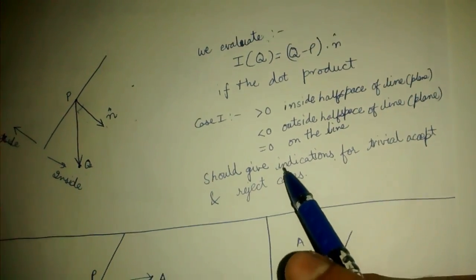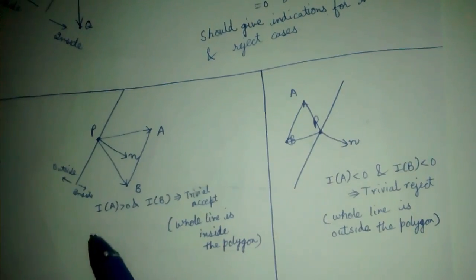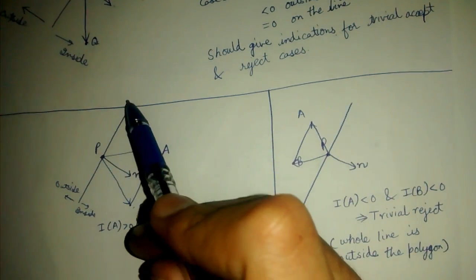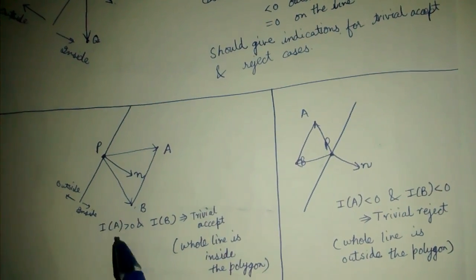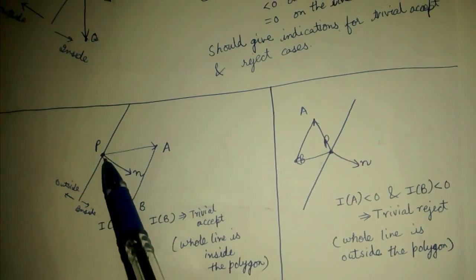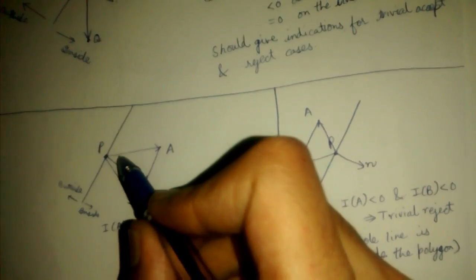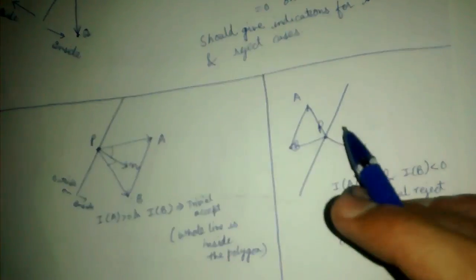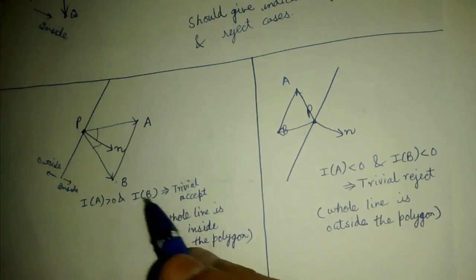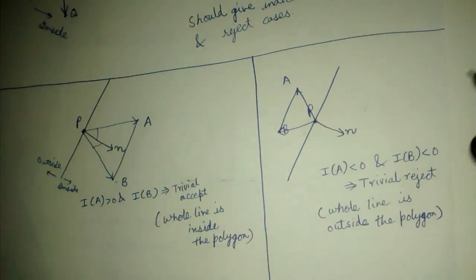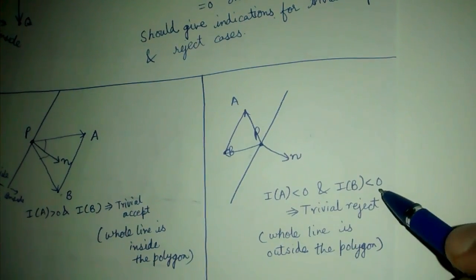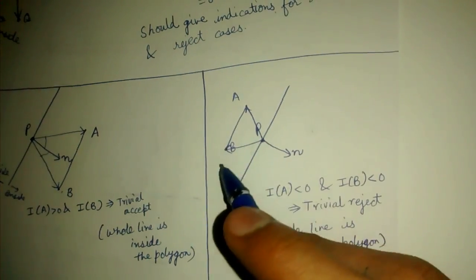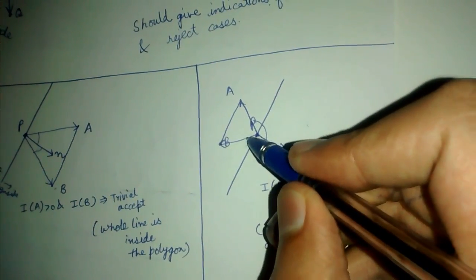Let's see the trivial cases first. Let's say there is a line segment AB, and this is the polygon's edge, and this is the n cap. I(A) and I(B) are both positive because this angle is acute, this is also acute. So both of them lie inside the polygon, that is, the whole line segment is lying inside. And if both of them are less than 0, then a trivial reject case occurs. That is, the whole line is outside the polygon, as you can see here, because both of the angles are obtuse.